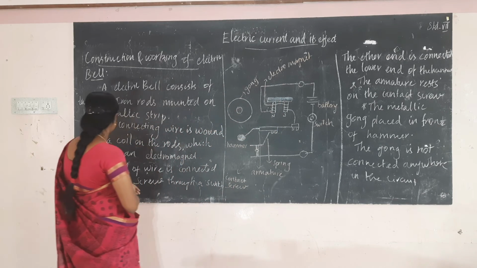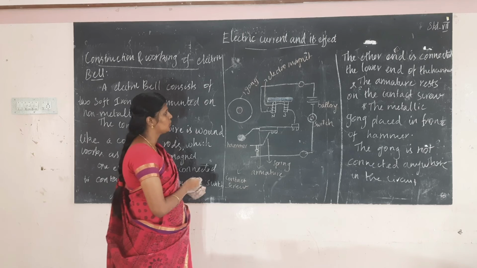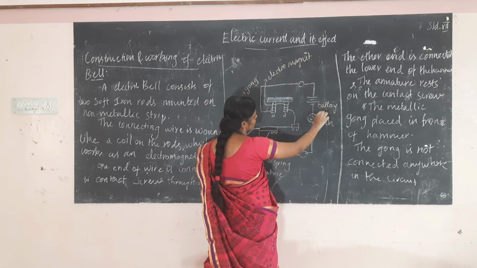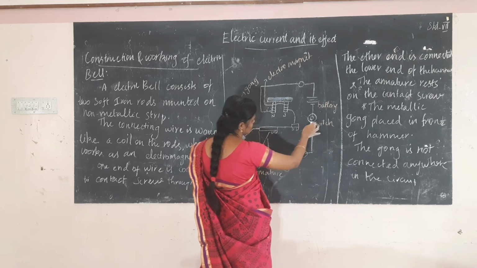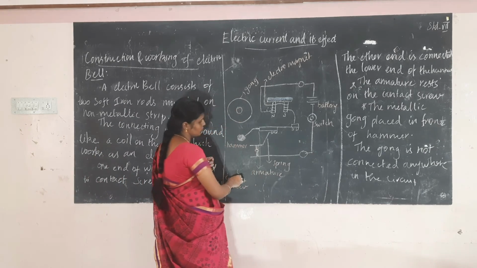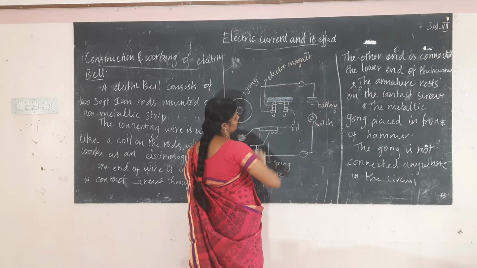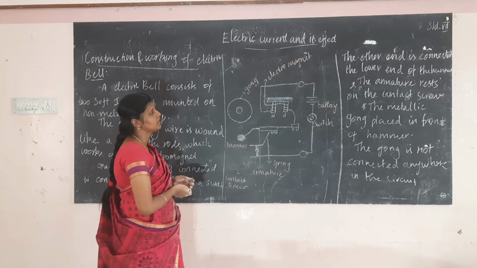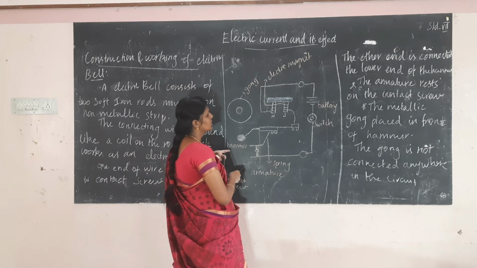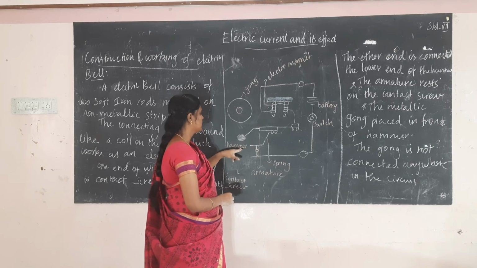One end of the wire is connected to the contact screw through a switch. This is the contact screw. The switch and battery are also in the circuit. The other end of the wire is connected to the lower end of the hammer. This is the hammer.